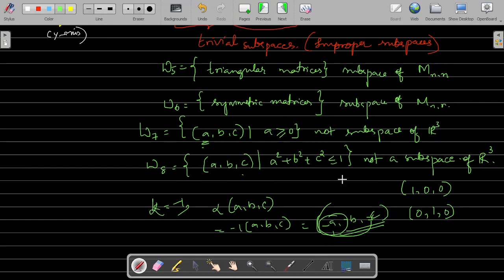So these are of unit magnitude, but when you take their sum, the vector addition, it becomes (1, 1, 0). This is not of unit magnitude. It is not less than or equal to 1. Its squared length is coming out to be 2, which is greater than 1. Hence, this condition is not satisfied. Hence, it is not a subspace.